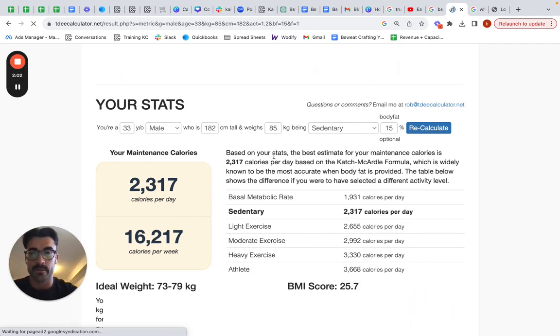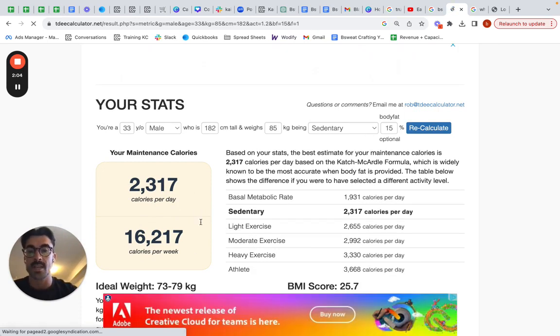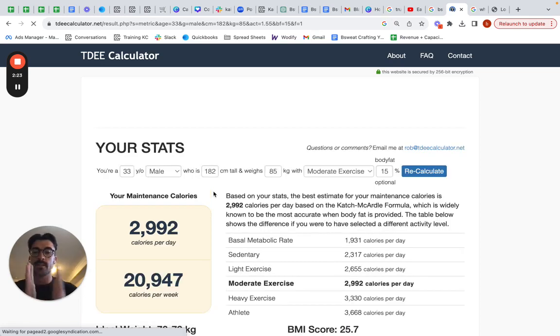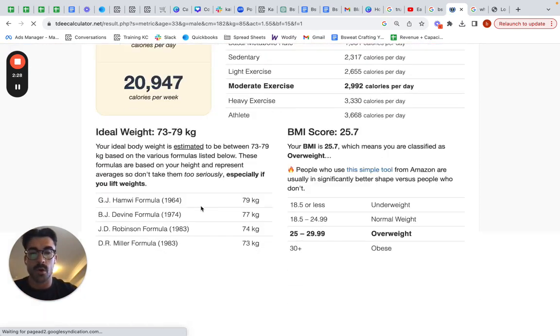Now, I know for a fact that I need to eat close to 3,000 calories because I train 3 to 5 days a week, so I'm in moderate exercise. So I'm just going to change that and recalculate. It should be about 2,900 and something. We'll just see what it pumps out. All right, 2,992 calories per day is me training anywhere from 3 to 5 days a week, and that is going to keep me exactly the same. I'm going to scroll down to the bottom of this page.